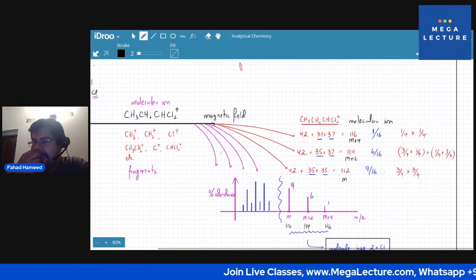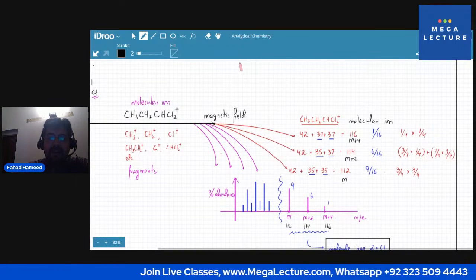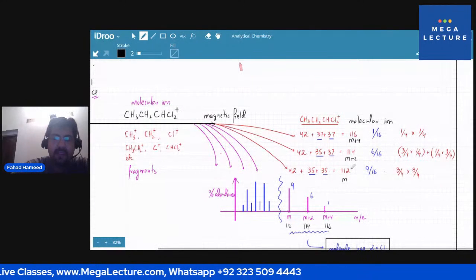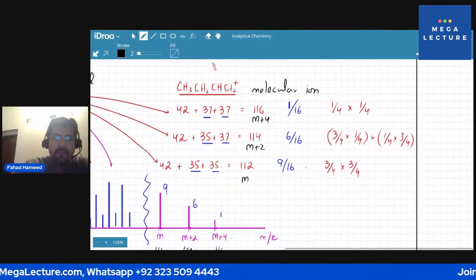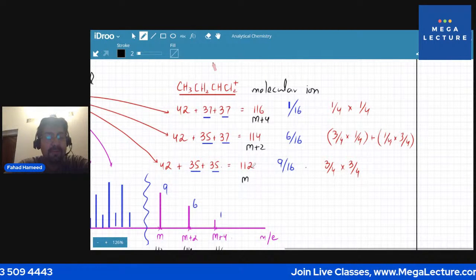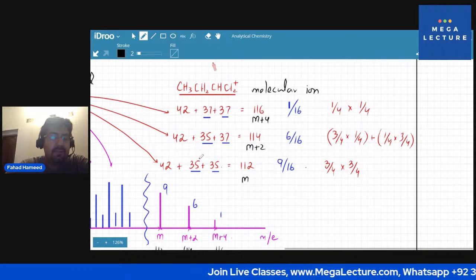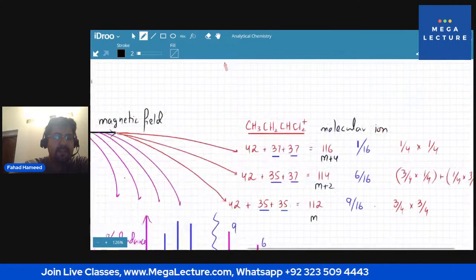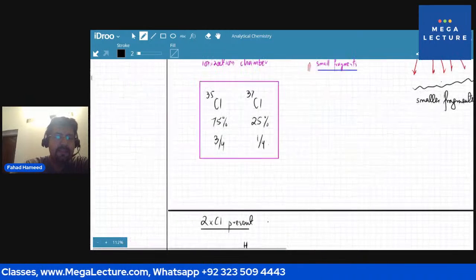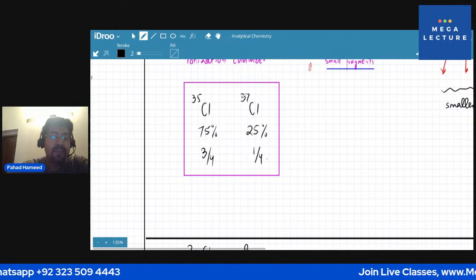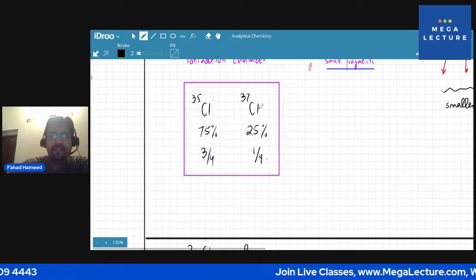Now, since it's got three different masses, I'm going to calculate the probability of getting both Cls as 35. What's the probability of getting 112? What is the probability of detecting this particle? So what was the probability of getting Cl as 35? That was 3 by 4, right? We did this earlier, in the previous case, I told you. The probability of getting Cl-35 is 3 by 4. The probability of getting Cl-37 is 1 by 4.